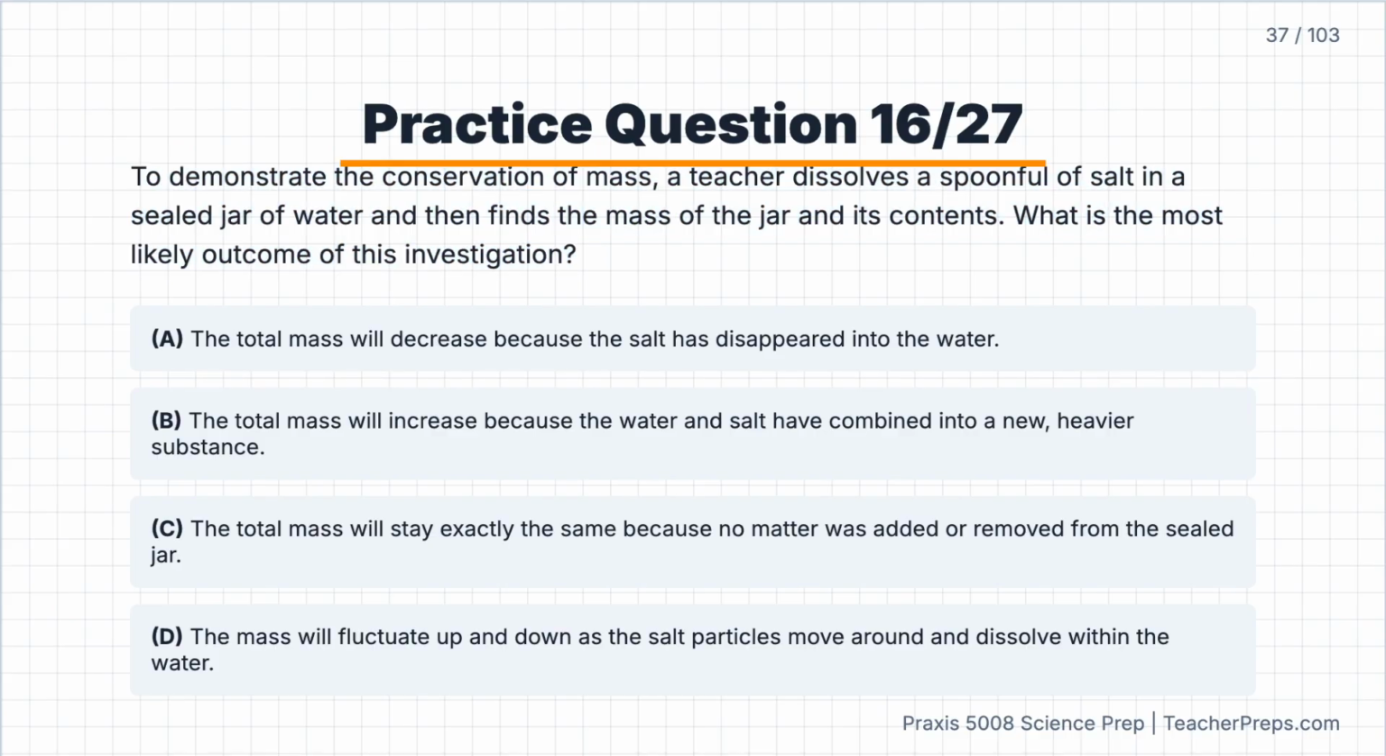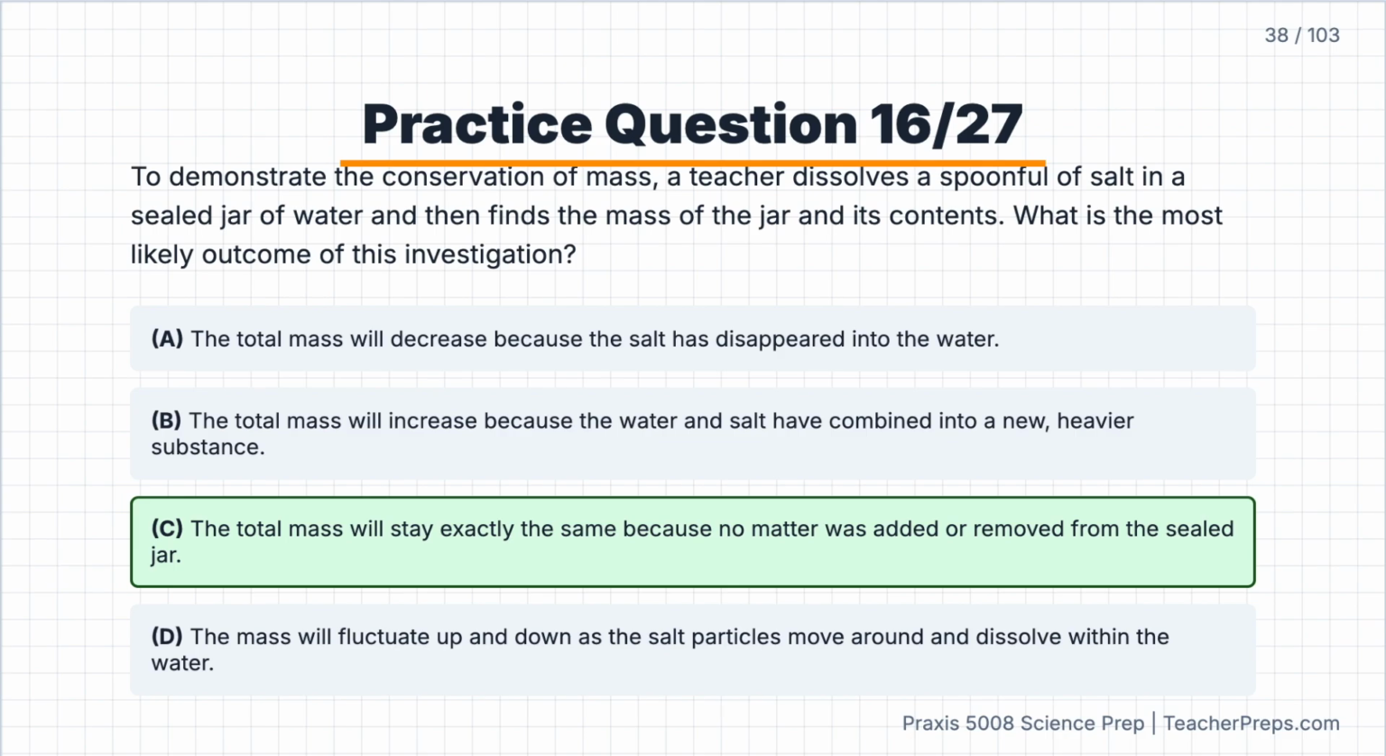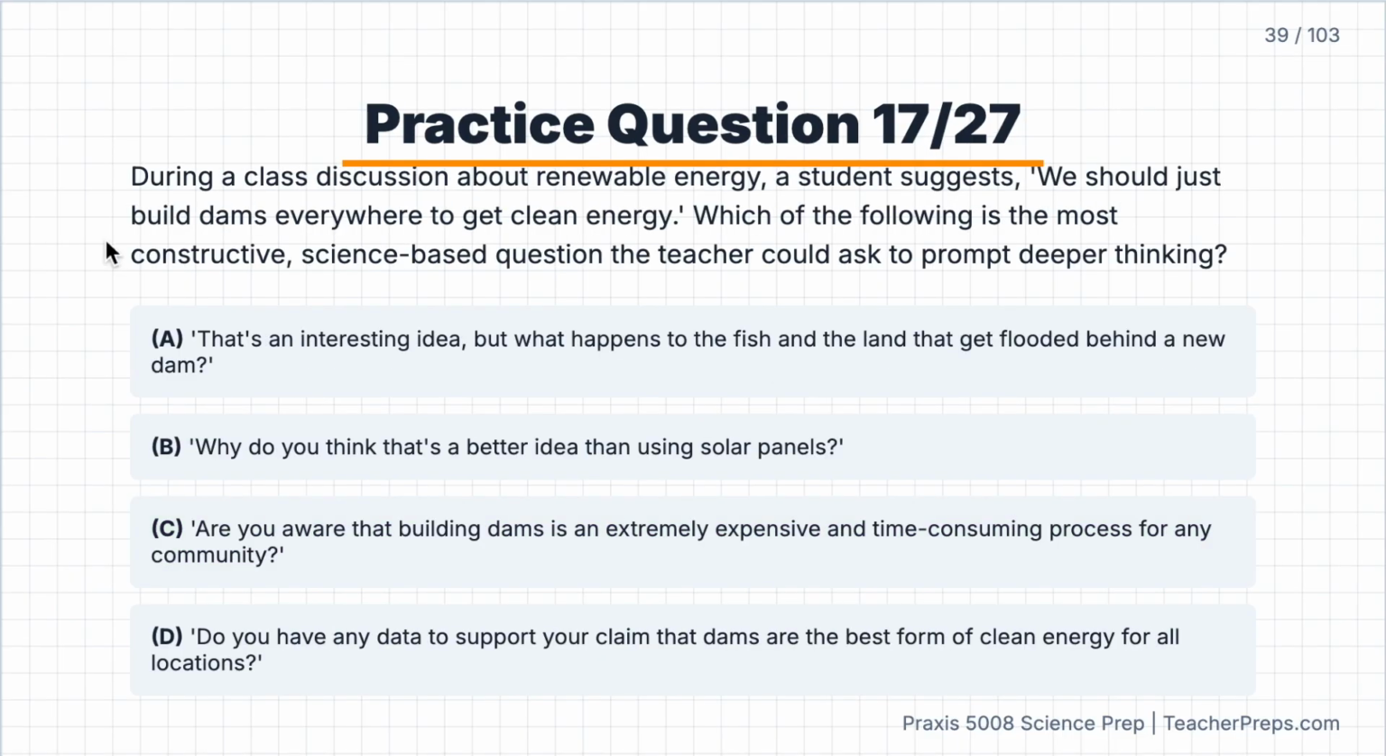All right, let's check this out. Option C is correct. This demonstration is a classic way to show conservation of mass during a physical change. That would be the dissolving. All right, let's keep it going to question 17.